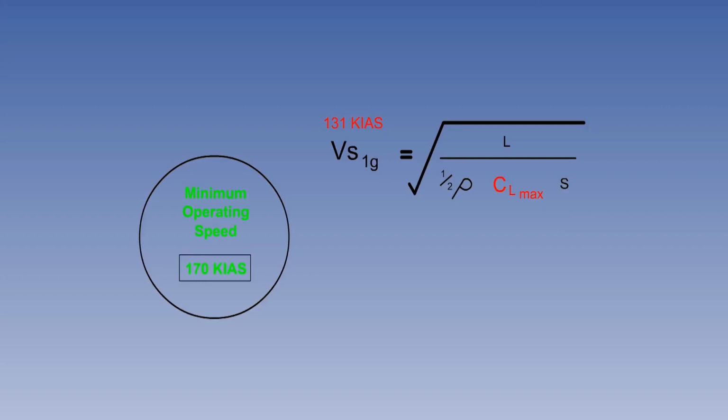Here you can see the transpose lift formula you were introduced to in previous lessons. Please note the typical stall speed for a jet transport aircraft of 131 knots indicated airspeed, and the associated minimum operating speed that is 30% higher. You can see that increasing the maximum lift coefficient, CLmax, gives a decrease in stall speed, and therefore a decrease in minimum operating speed.